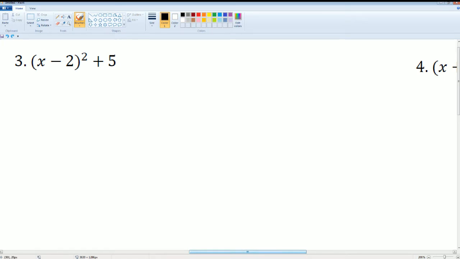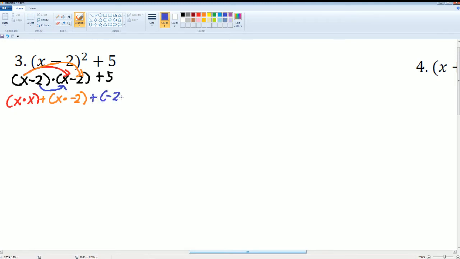Again, we have to expand it out. x minus 2 times x minus 2, bring down the plus 5. The first term, x times x. Outer, x times negative 2. Inner, negative 2 times x. And last, negative 2 times negative 2. Bring down the plus 5 as always.